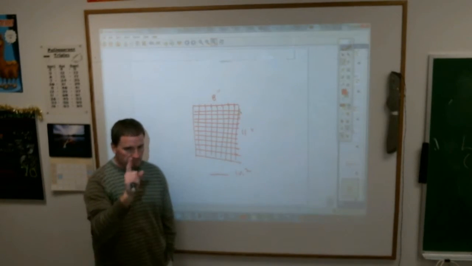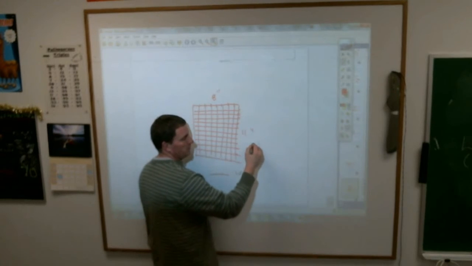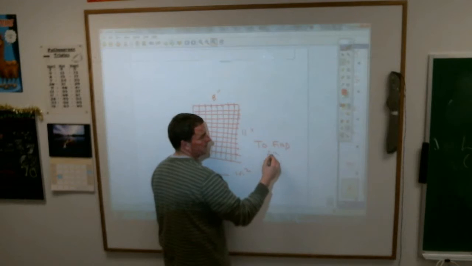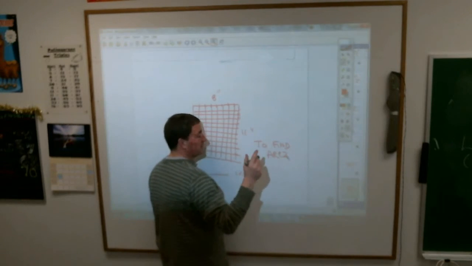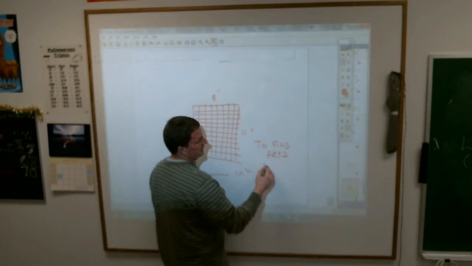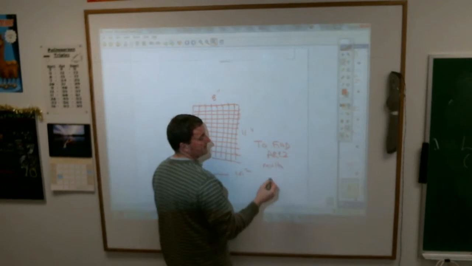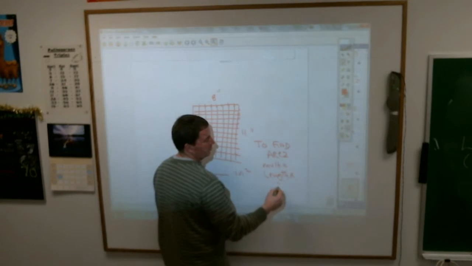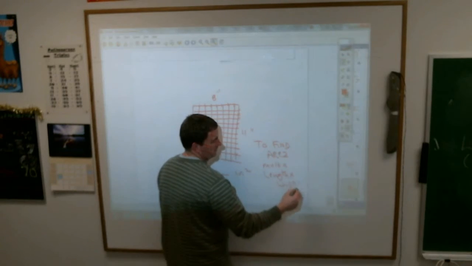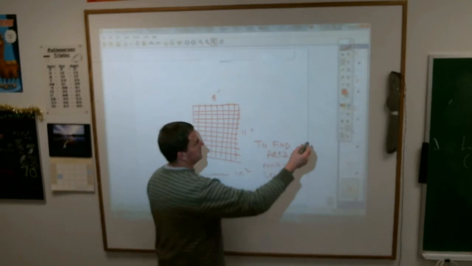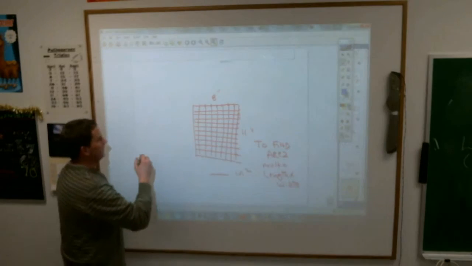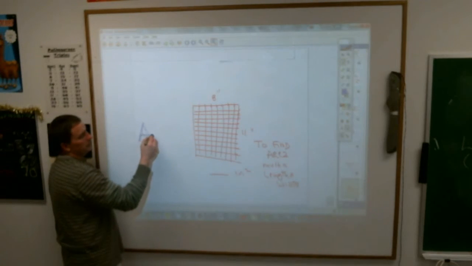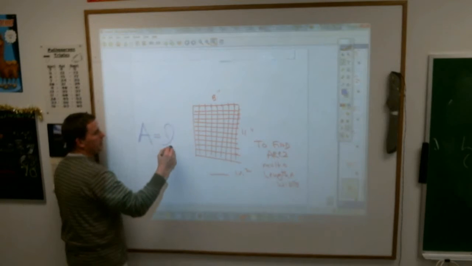Or the simple way to find area would be to do what? Here is the key of today: multiply two sides together, which we call the length times the width. And in math, whenever you see this sort of formula, usually it looks like this: Area equals LW.